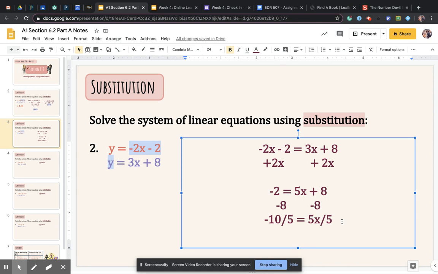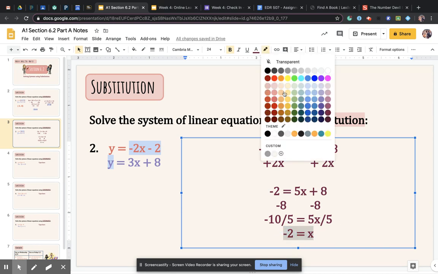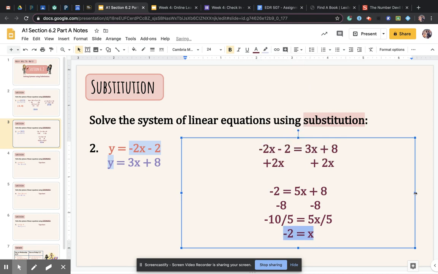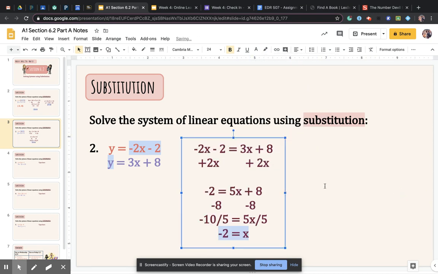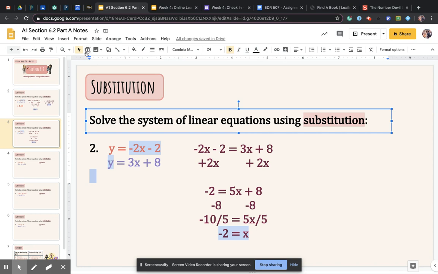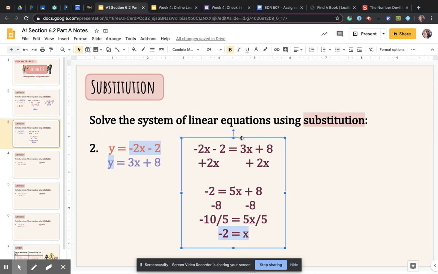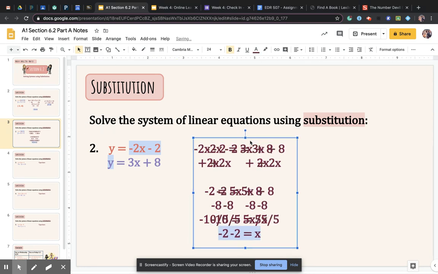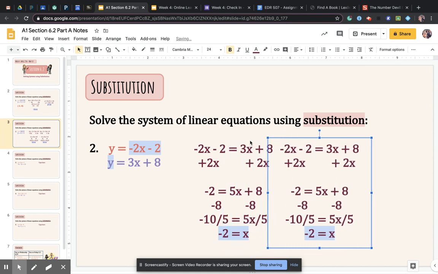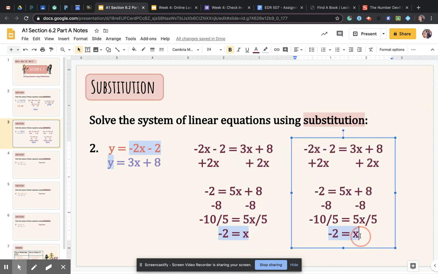And then negative 10 divided by 5 is negative 2, which is equal to x. So that is our first answer. So we solved for x. Okay. So now, again, just like before, we can solve for y. I'm just going to copy and paste and then delete everything inside the text box.